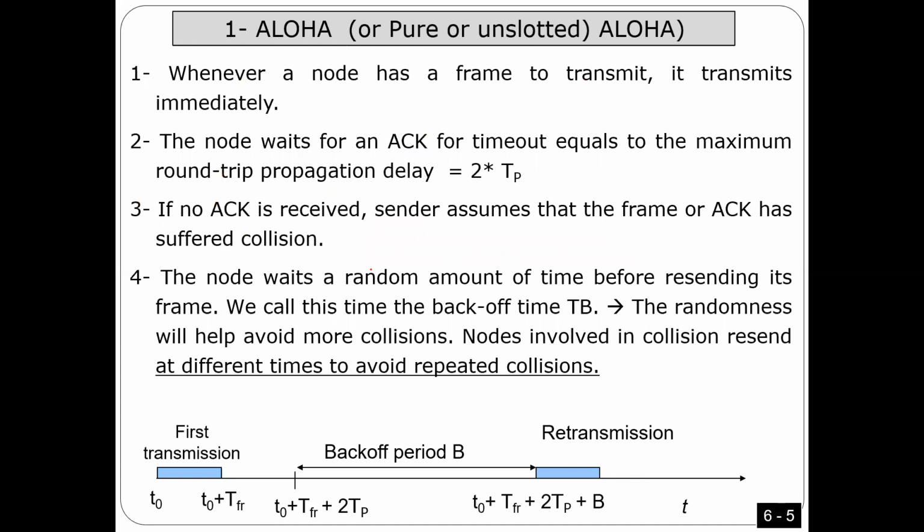So let's start with the first protocol, called Aloha. We call it pure Aloha or unslotted Aloha. Pure or unslotted. We're going to do a minor change and then I'm going to call it slotted Aloha. Anyway, let's start with how Aloha works. Aloha is a very funny protocol. Very simple. Look how it works.